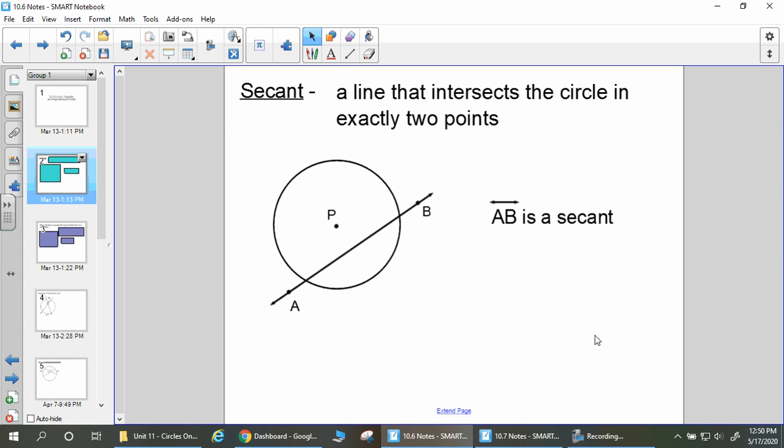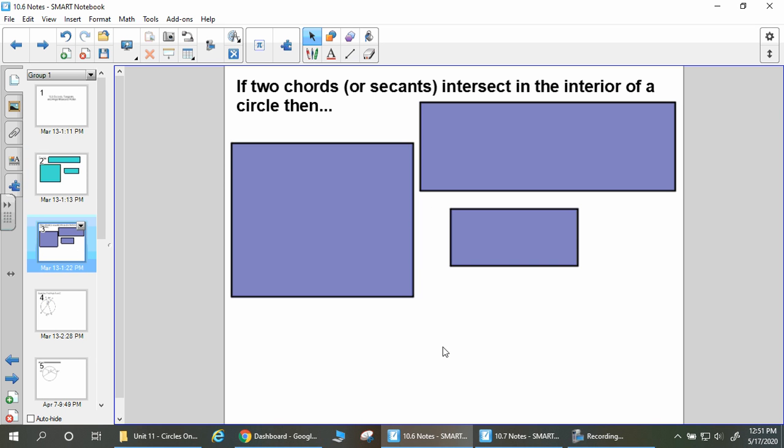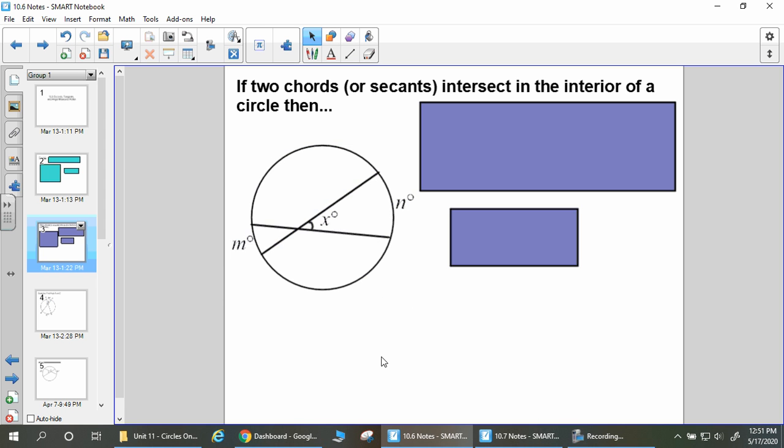So anything that can happen with a chord can typically happen with a secant, and oftentimes vice versa, as long as we're focused on the inside of the circle. If you have 2 chords or 2 secants, they can be interchanged if they intersect in the interior of a circle. So here's a picture. My 2 chords, if they extended beyond my circle, would be 2 secants, but they're crossing inside the circle, and this is clearly not the center point. That's what's making this different from what we looked at before.